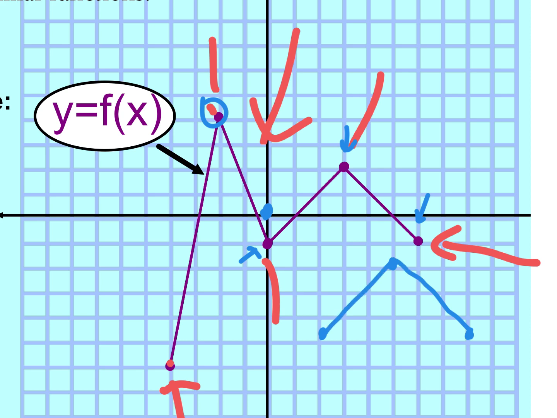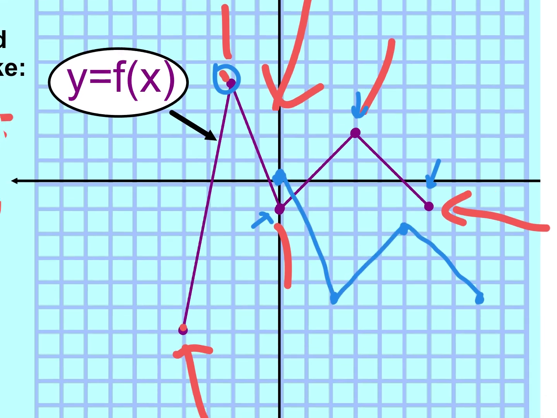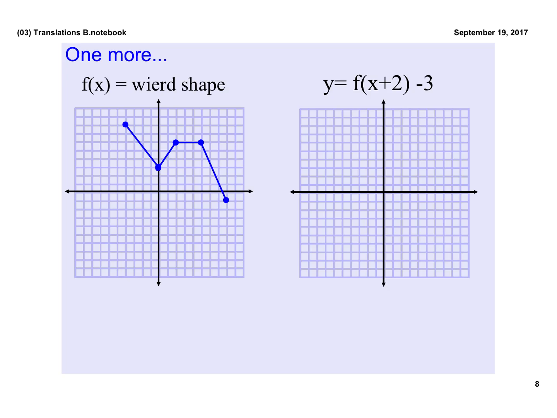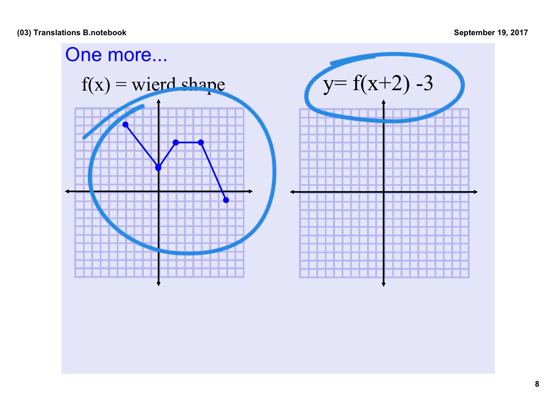There we go. The whole thing, the purple one, has been moved 2 to the right and down 4. All right. So take this weird shape and actually move it 2 to the right and down 3. And then you can check it against the completed solutions.